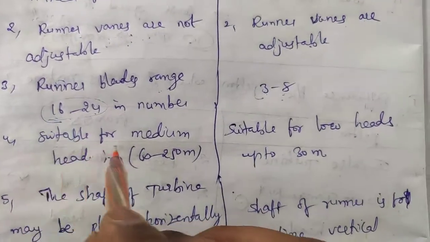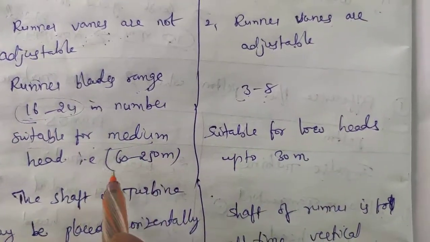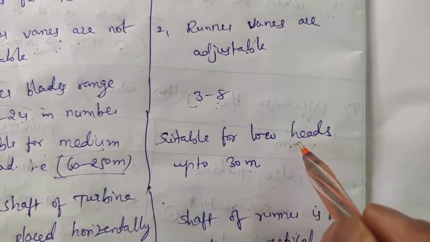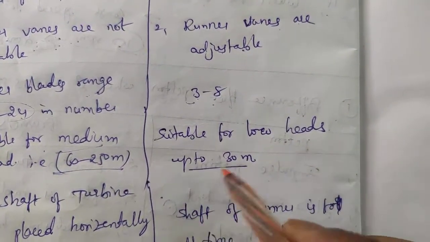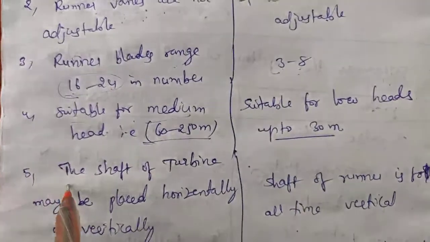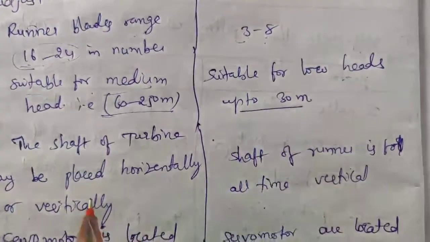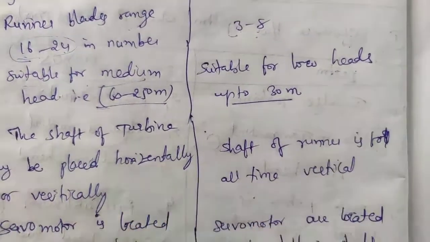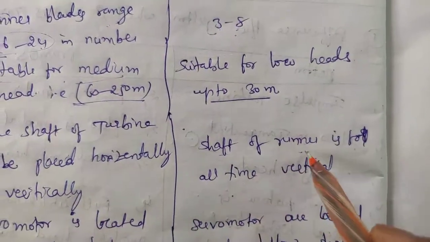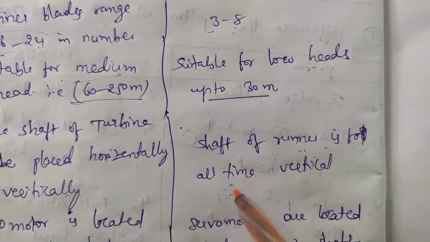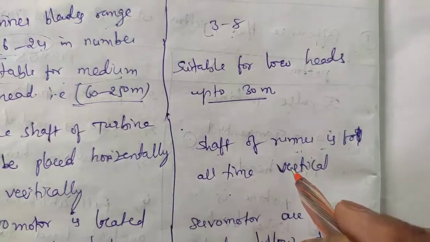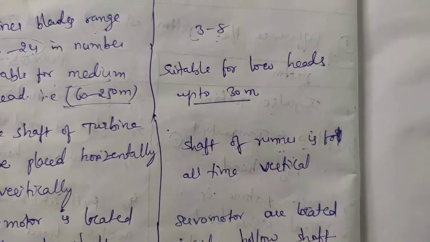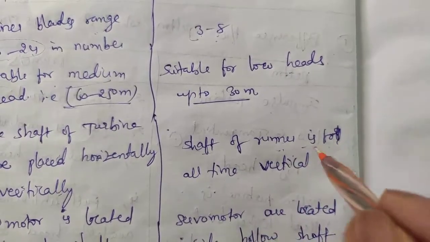Francis turbine is suitable for medium head, that head range is 60 to 150 meters. Kaplan turbine is suitable for low head up to 30 meters. Shaft of turbine may be placed horizontally or vertically in the Pelton wheel. In the Kaplan turbine, shaft of runner is at all times vertical, so always we keep it vertical to obtain the pure axial flow.